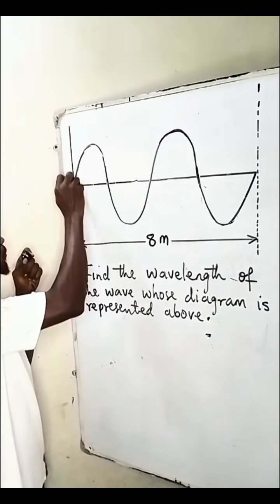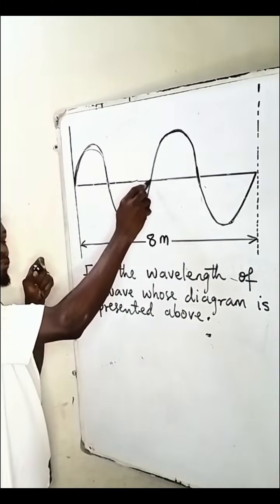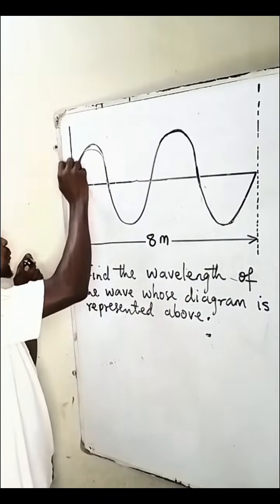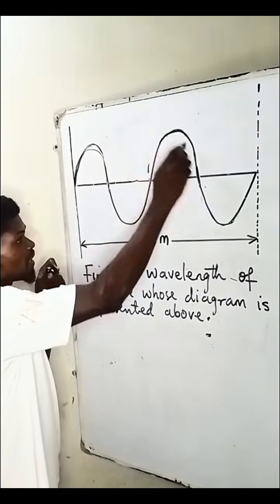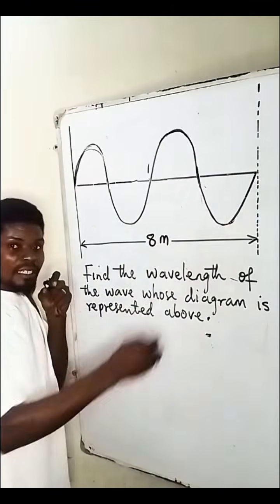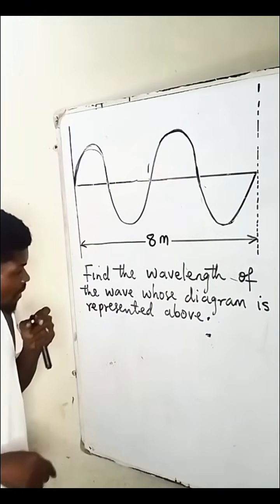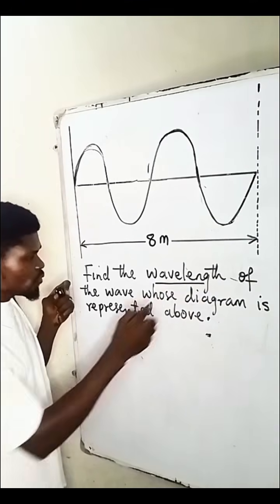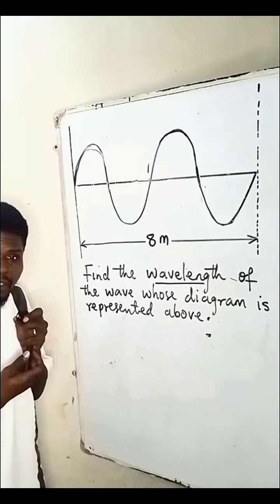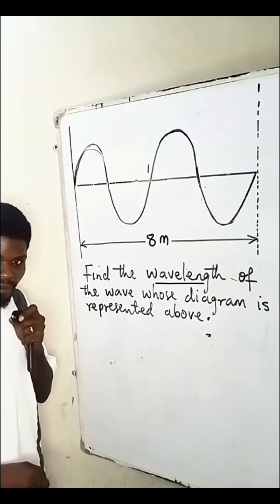There are 2 cycles there from this diagram. Now notice that from here to here is half a cycle, then another half a cycle. That means from here to this particular point is 1 cycle, then from here to this particular point is another cycle. So for this diagram, we have 2 cycles, okay? Now, what we have been asked to find is the wavelength. And wavelength simply means the distance for one complete cycle, okay?